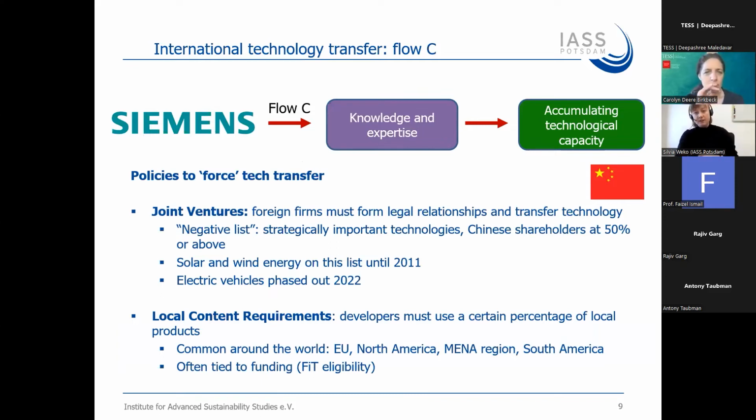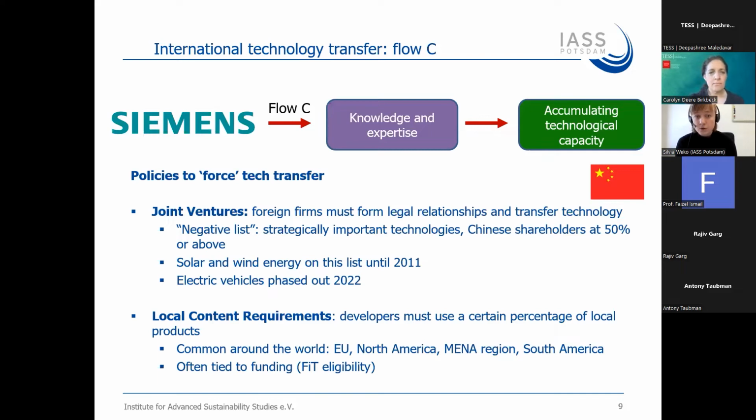So some policies that have been used in the past to quote unquote force tech transfer, I'm using this term, but it's questionable in some cases because companies obviously choose where they operate based on costs and benefits, right? So it's not really forced, it's just promoted maybe. So one way that this happened in China is that there's this requirement for joint ventures. So if a foreign firm wants to operate in China, it has to form a legal relationship. And there's a strategic list of technologies that this applies to. Solar and wind used to be on this list. Electric vehicles were too until 2022.